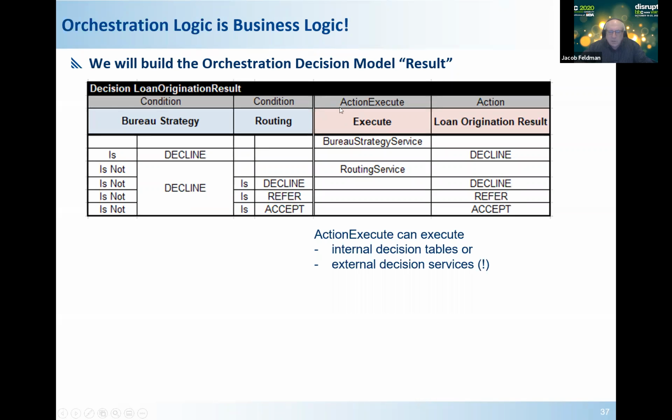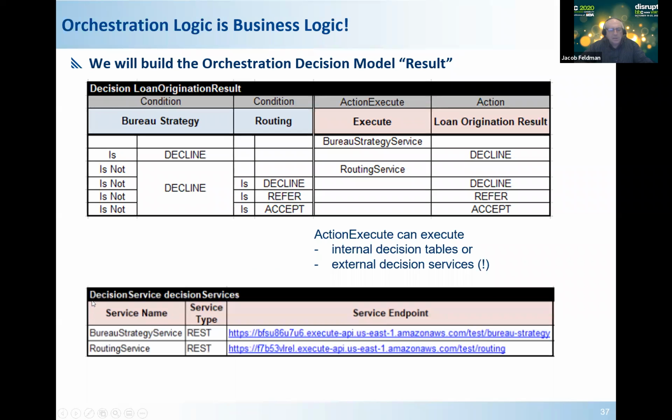And OpenRules in particular has a special action called action executes. It can execute internal decision tables, or it can execute external decision services. But if it's external, you have to define these services in a special table. We call this decision service. In this case, I would say, okay, bureau strategy service, I use here just the name, and I will use it as a service type. That's a REST web interface, and here is the generated invocation URL I can put here. There is the routing service, I will put the generated one here.